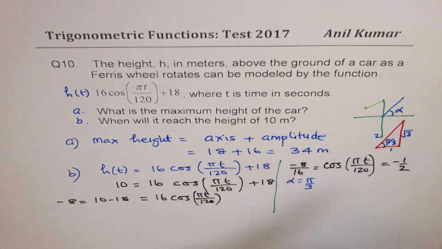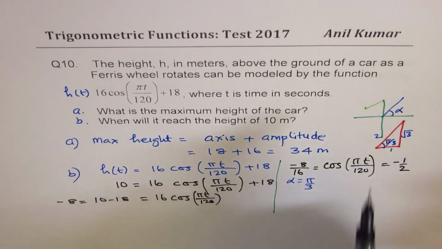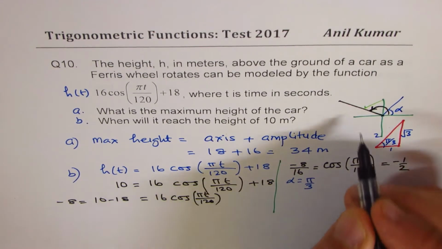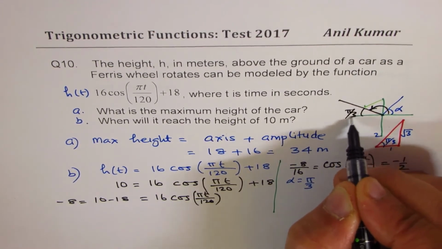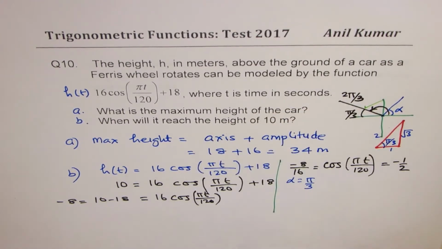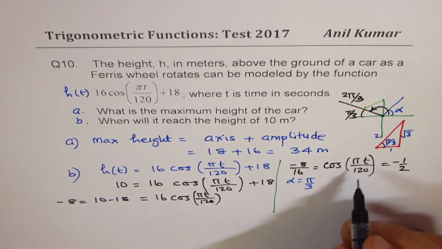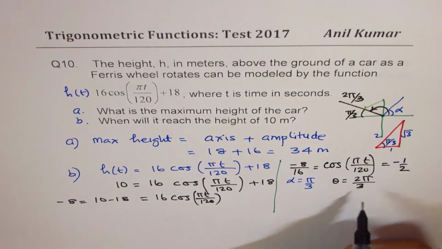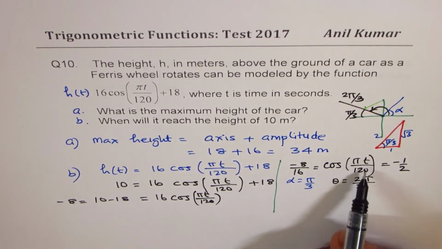But now the angle has to be in quadrant 2 since it is negative half, right? So that is the angle where the acute angle is pi by 3. So this is 2 pi by 3. So I hope that concept is clear. So that happens when the angle theta is 2 pi by 3. Perfect. So we can now find time.